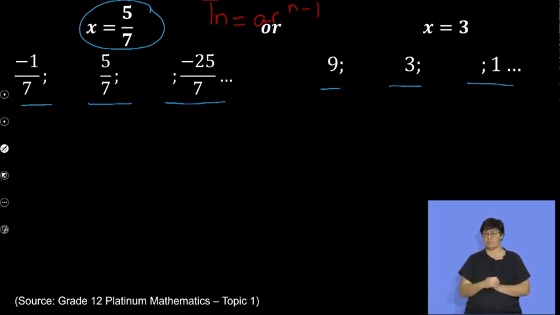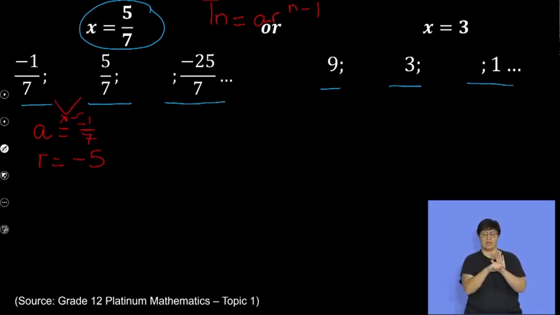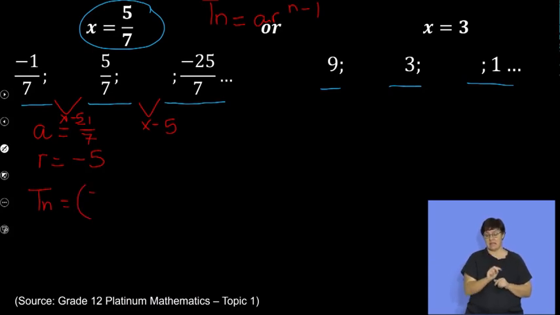So for when x is 5 over 7, I can see that a is equal to negative a seventh. r is actually equal to negative 5, because between each of these terms there's been a multiplication of negative 5. So you can use the r formula to check it. I have time constraints, so I am going to continue. So Tn will be equal to negative a seventh times negative 5 to the power of n minus 1.